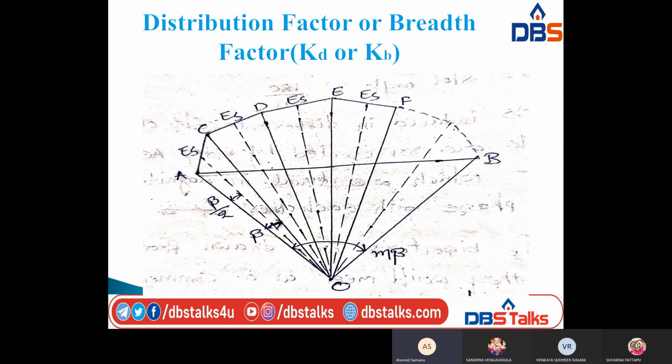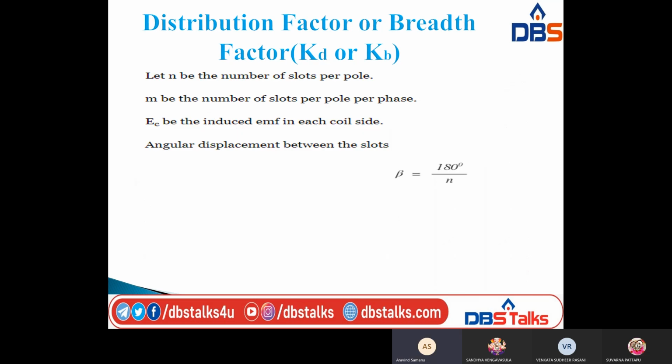So from this one I am drawing. Here let n be the number of slots per pole. That is the pole pitch. I already discussed this one. N is the pole pitch. Pole pitch is equal to the number of slots per pole.